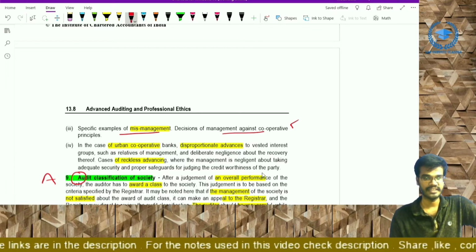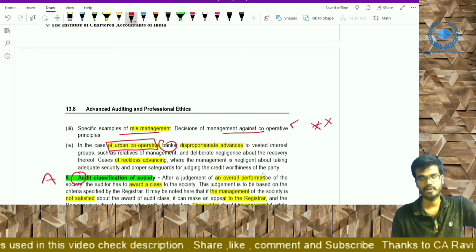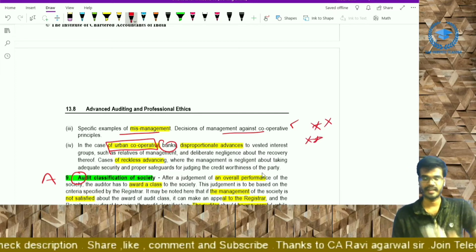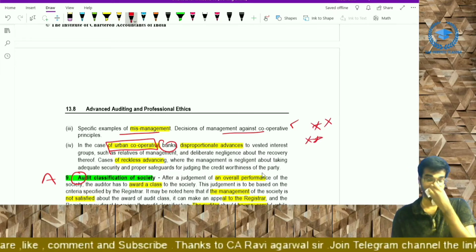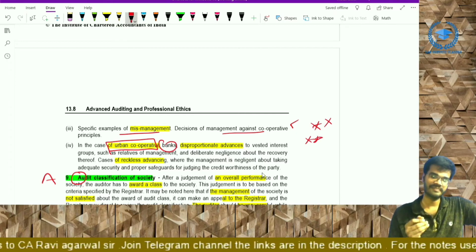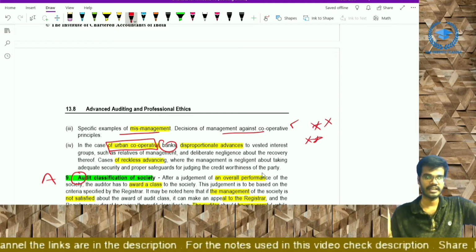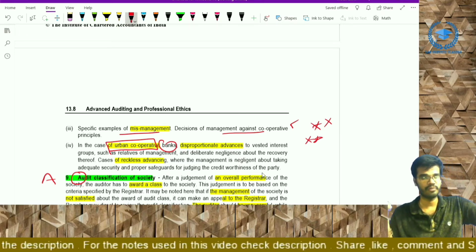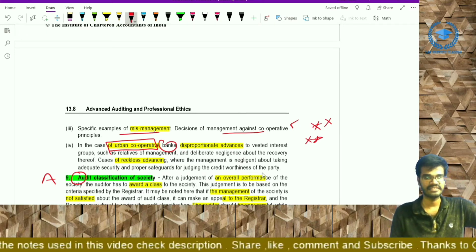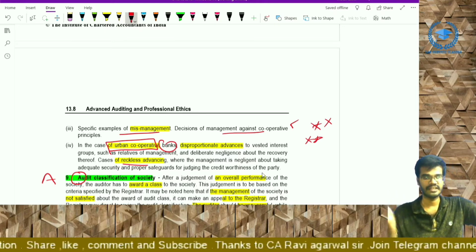And the fourth point is applicable only in case of urban cooperative banks, right? This is an important point. Urban cooperative bank. Any disappropriate advance or reckless advance. Disappropriate advance means vested interest, where the management committee will use that post and give the advances to their relatives only, and they will not take care of their recovery also. They don't bother about the recovery. And reckless advancing means the management committee has given loans without considering the creditworthiness of the borrower.